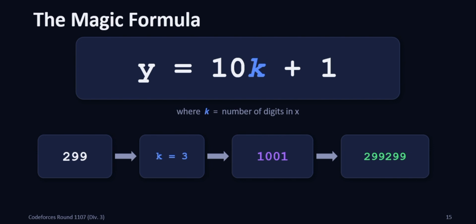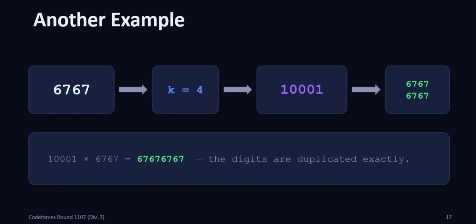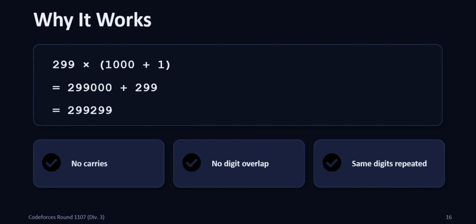So you need to have a k-digit number. Let's say 299 has three digits. So you need 10 to the power of 3, which is 1000, plus 1, which is 1001. That is our solution for this one also. We need no carries, no digit overlaps, and digits repeated. It works because there are no carries, no digit overlap, and the same digits are repeated.